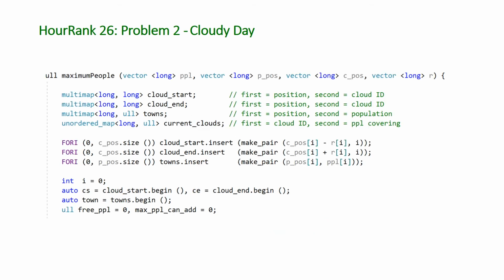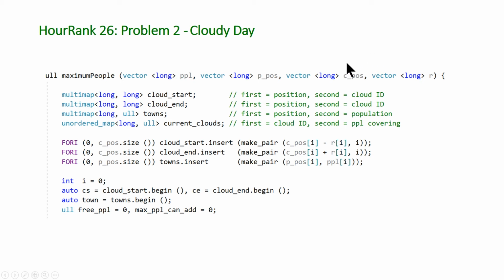We're going to look at this code in 2 different parts because it's a bit much to show on one slide. This first is just showing basically the initialization. So we have 4 vectors. The first one, people, represents the number of people in each one of our towns, so the population of our town. The second vector is the position of our town. The third vector is the middle position of each cloud. And our fourth vector is the plus or minus range.